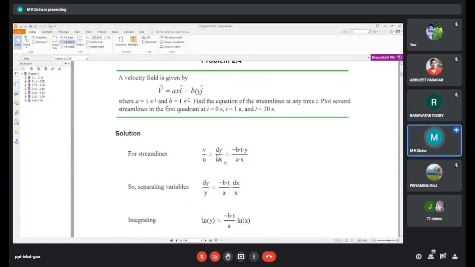The velocity field is given here, in which, in place of only the spatial dependence, time is also added, so it is a function of both space and time. The velocity vector equals ax i minus by t j, so time comes into play here. The previous problem was only a function of space, not dependent on time. Here time also plays a role.